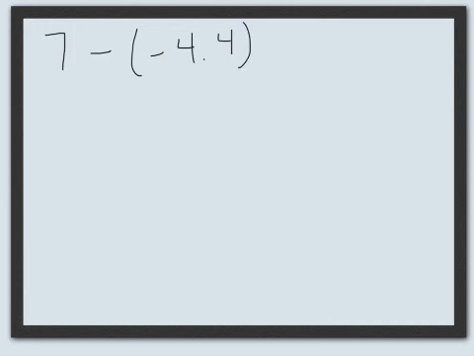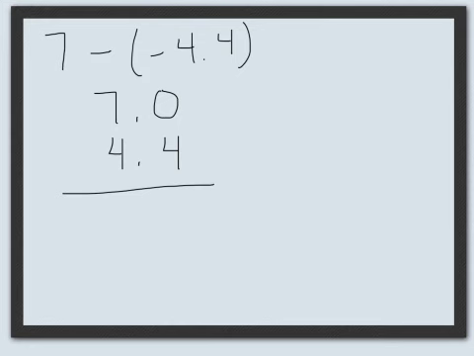The first thing I'd like to do is write this vertically. Writing it vertically, I have to make sure I line up the decimal places. It doesn't appear right now as 7 has a decimal place, but of course we know that it is the same thing as 7.0 because the decimal would be just to the right of the 7. 4.4 I'll write directly underneath, lining up the decimal places.